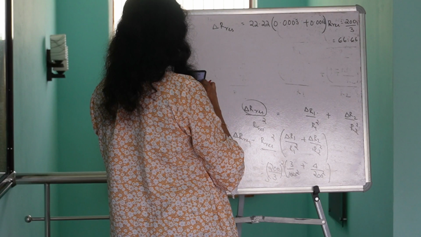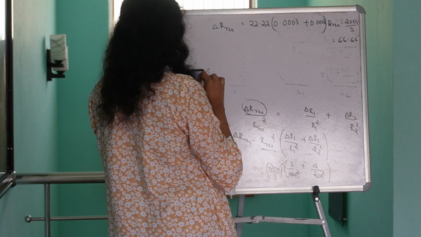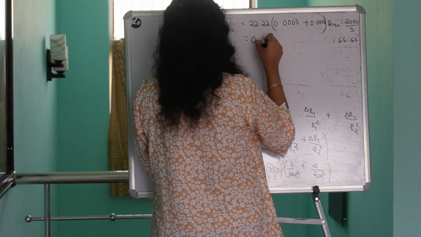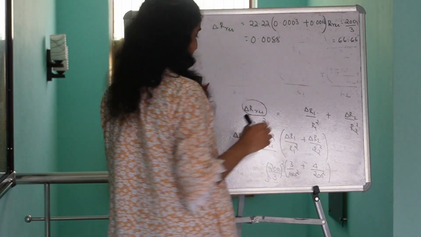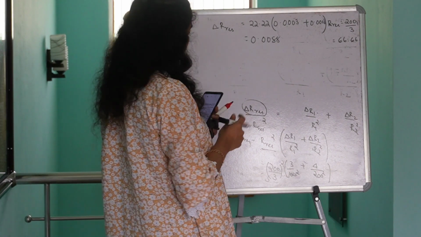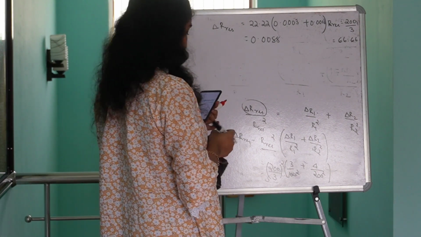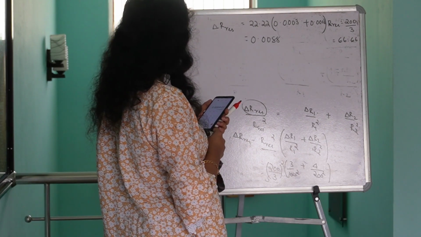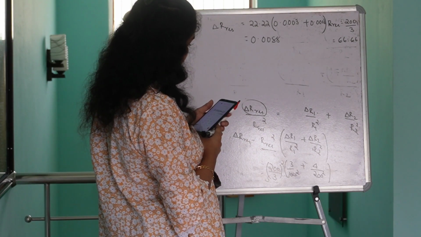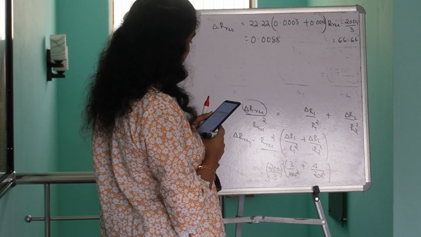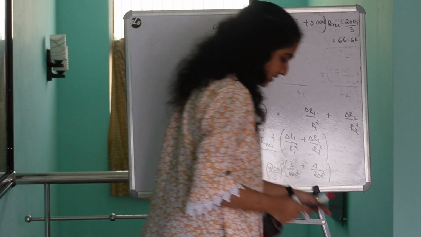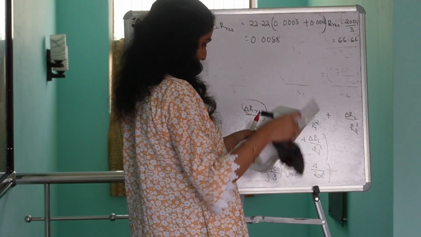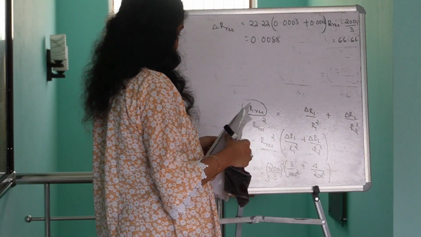0.0003 plus 0.001, that is equal to, into 22, is equal to 0.0088. So is it clear? 0.0088. So thus we got the absolute error. Am I right? 3 divided by 100, 4 divided by 200, are the values the same? Yes. Again.